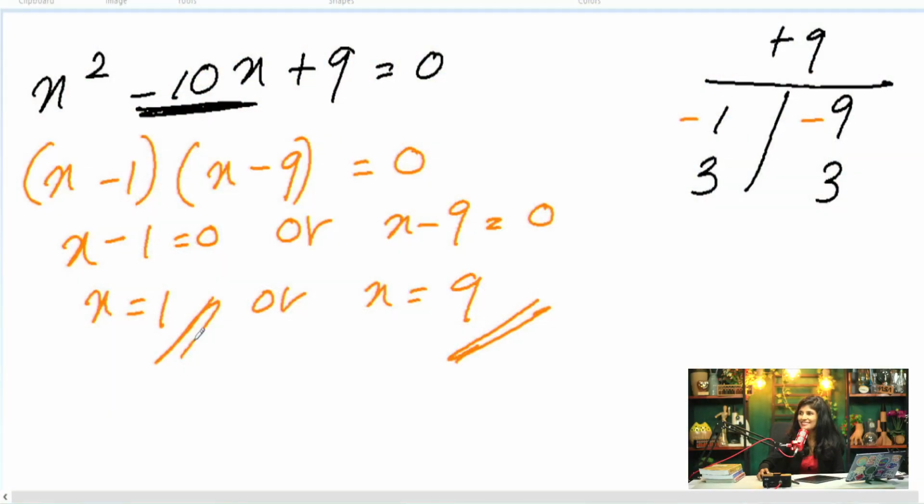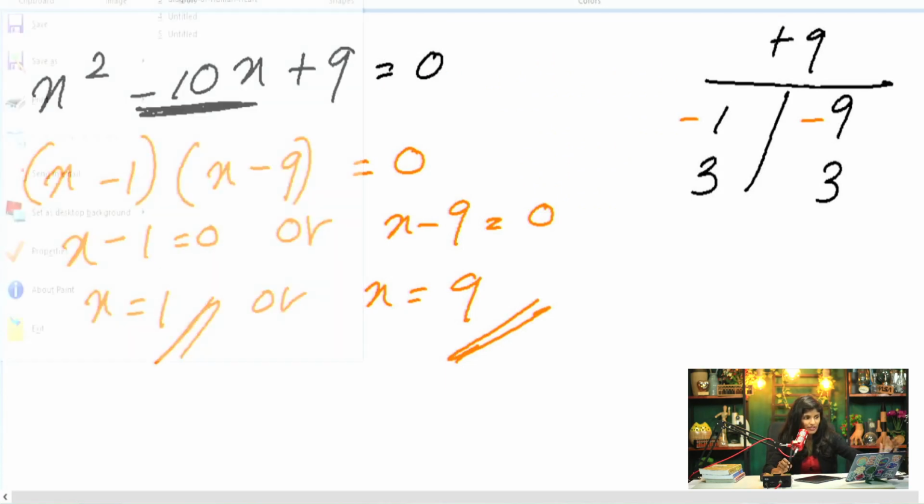In this video, we are going to discuss how to find solutions for difference of two squares. So the question is like this: x square minus 4 equals 0. Very easy. We can write these two numbers as difference of two squares.